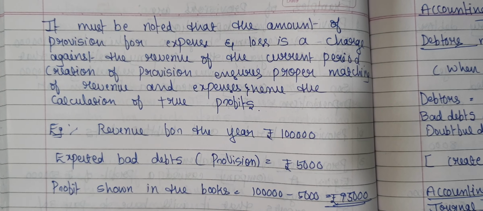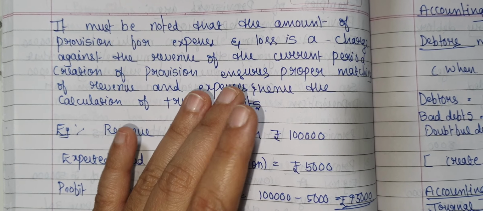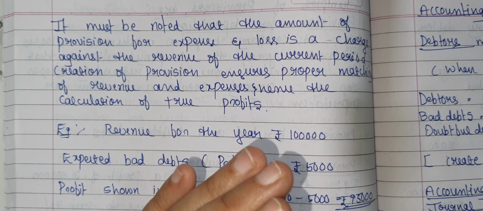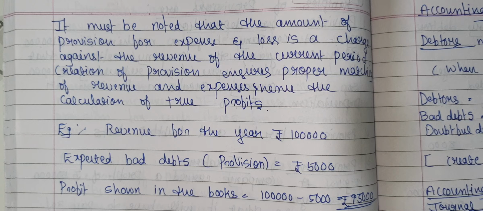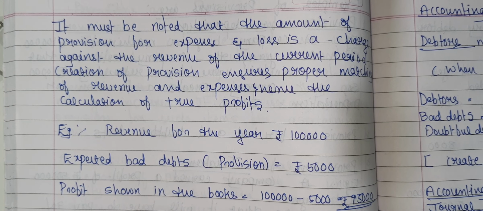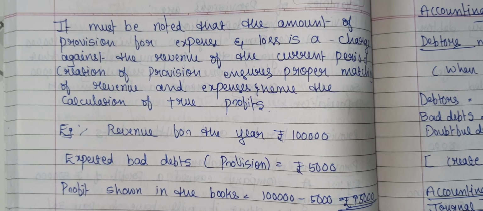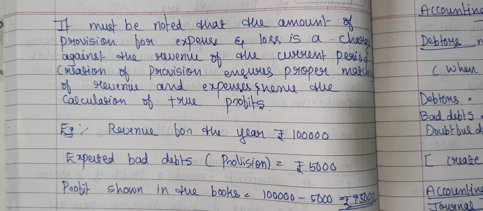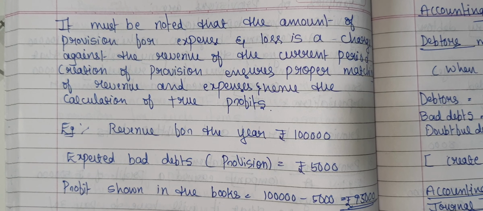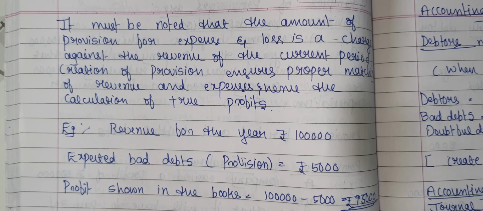Now provision, it is an estimated amount, right? It is the money set aside for expected expenses or losses that are likely to occur in the future, but the amount is uncertain, right? That is what provision is. So provision for expenses and loss is a charge against the revenue of the current period. Charge against revenue means when we create a provision, we reduce the revenue of the current accounting period, even if the actual expense or loss has not happened yet, right? This ensures the profit shown is realistic and not overstated.